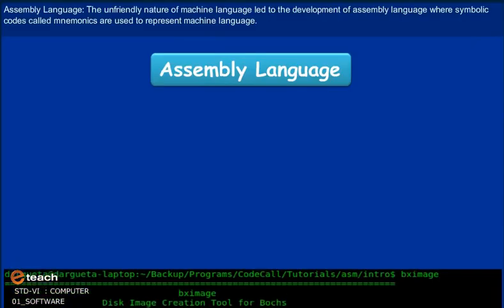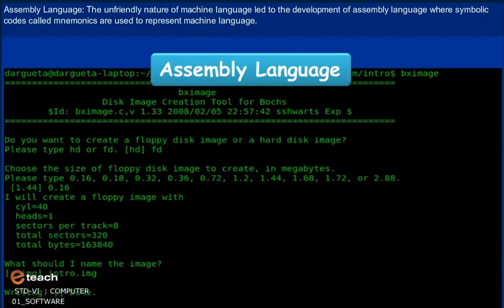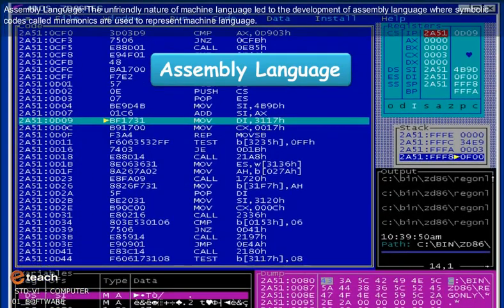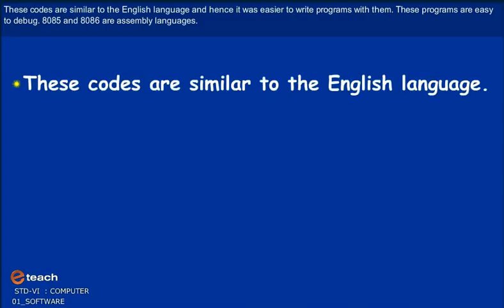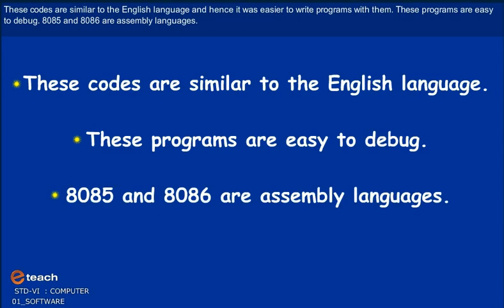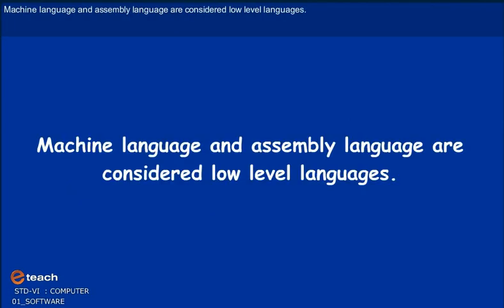Assembly language. The unfriendly nature of machine language led to the development of assembly language, where symbolic codes called mnemonics are used to represent machine language. These codes are similar to the English language and hence it was easier to write programs with them. These programs are easy to debug. 8085 and 8086 are assembly languages. Machine language and assembly language are considered low-level languages.